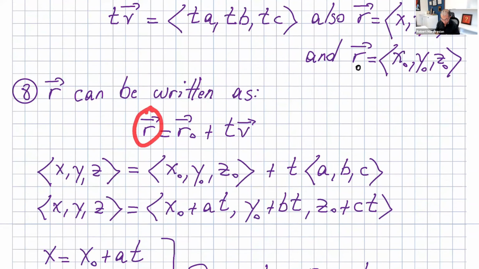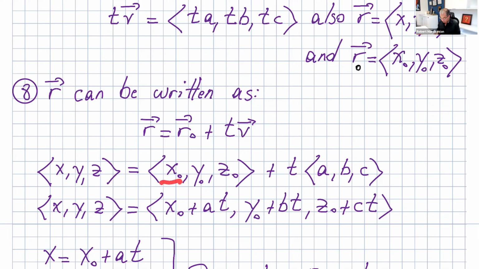The components of vector R are X, Y, Z. We saw that. The components of vector R0 are X0, Y0, and Z0, plus T times the components of V, which are A, B, C. So you can just substitute, and guess what? This is just vector addition.